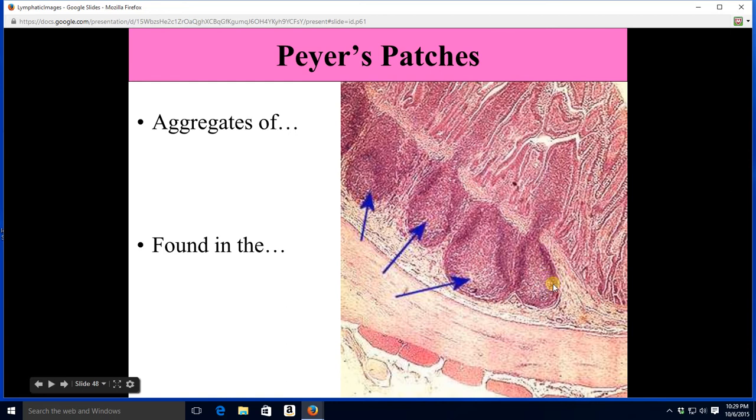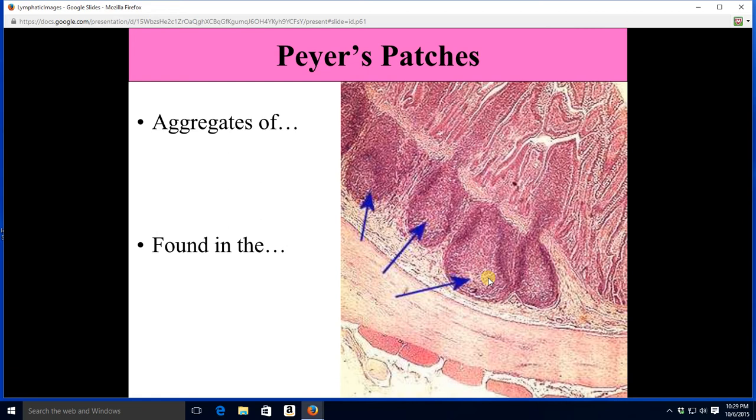A follicle is a cluster of lymphocytes. This Peyer's patch is a cluster of clusters. Why do you want a cluster of clusters in your distal small intestine? Well, think about it this way. The distal small intestine is right next to the large intestine. I hope you said large intestine in that little pregnant pause I gave you to fill in the blank.